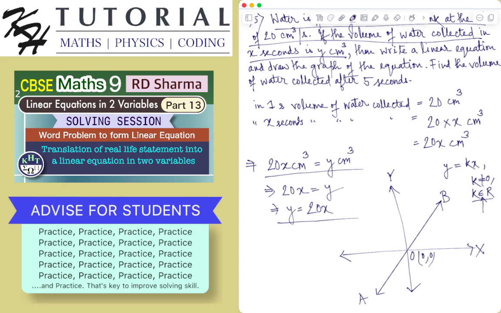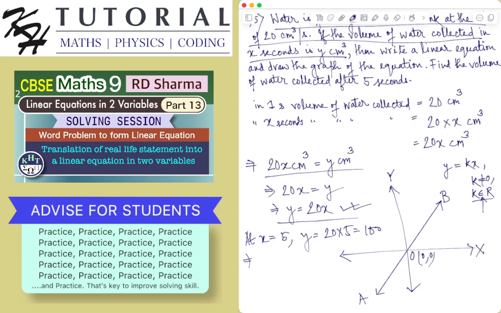Now, it is asking us to find the volume of water collected after 5 seconds. So we know this equation, x is the number of seconds and y is the volume of water collected in x seconds. So if you are now asked to find the volume of water collected after 5 seconds, essentially we have to find the value of y when x is 5. So at x equals to 5, y is 20 multiplied by 5, which is equal to 100. This is the question query, that find the volume of water collected after 5 seconds.